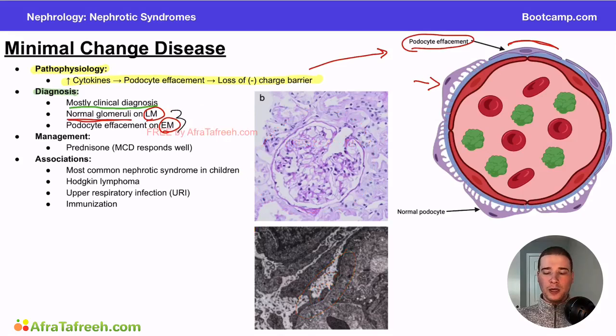Now, for the management of this condition, the main one that they want you to know is prednisone. It's also important to know that MCD, or minimal change disease, responds well to prednisone.